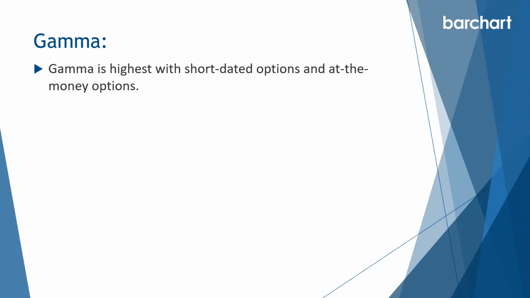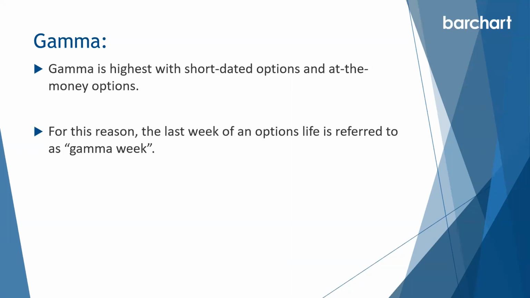Firstly, gamma is the highest with short-dated options and also at the money options. So they have the highest gamma exposure. For this reason, the last week of an option's life is referred to as gamma week. So you might have heard that term before.